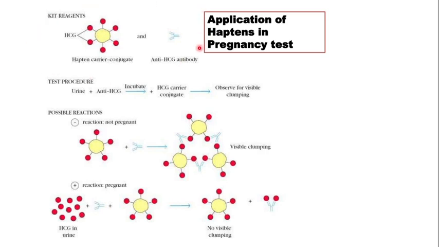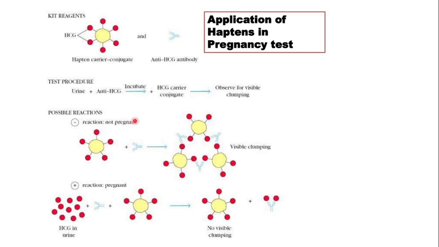The pregnancy kit mainly consists of two components: the HCG carrier conjugate and the anti-HCG antibody. We take the urine, add the anti-HCG antibody, incubate it for some time, and then add the HCG carrier conjugate. If you observe visible clumping, it is a negative reaction, that is, the person is not pregnant. How does it become negative? Usually the hapten carrier conjugate and the anti-HCG antibody will cross react with each other and form a clump.